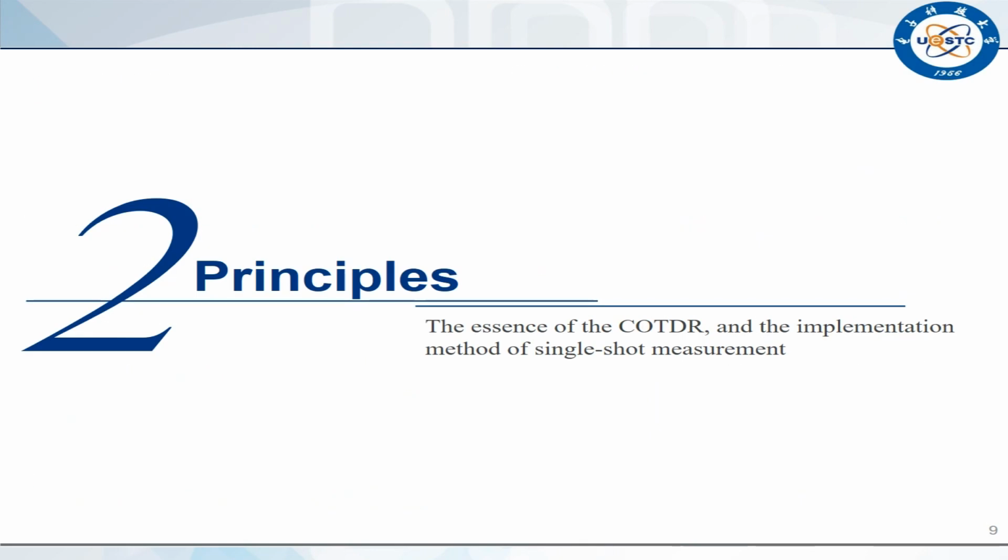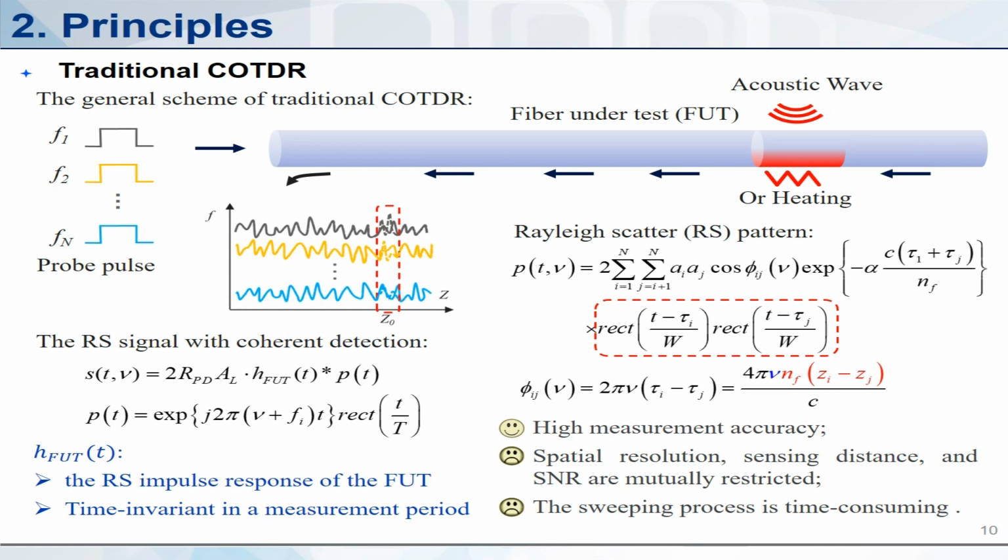Here I will introduce the principle of COTDR and how we achieve single-shot measurement. Here is the general scheme of traditional COTDR. Probe pulses with different frequencies are used to generate different Rayleigh scattering traces. And after data processing, we can acquire the impulse response of the fiber under test, H_FUT, which can be seen as invariant during one measurement period. And here we can see that the spatial resolution is defined by the pulse width. In traditional COTDR, although we can achieve high measurement accuracy, spatial resolution, sensing distance, and SNR are mutually restricted. Moreover, the sweeping process is time-consuming.